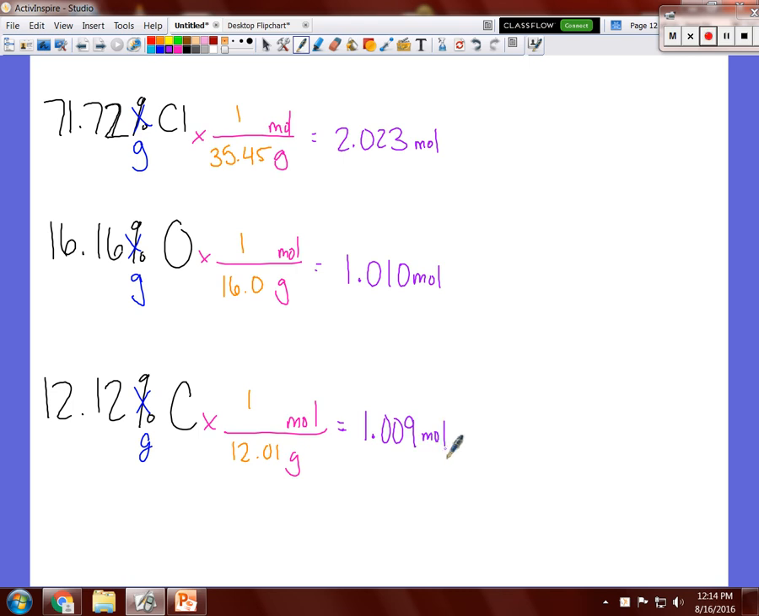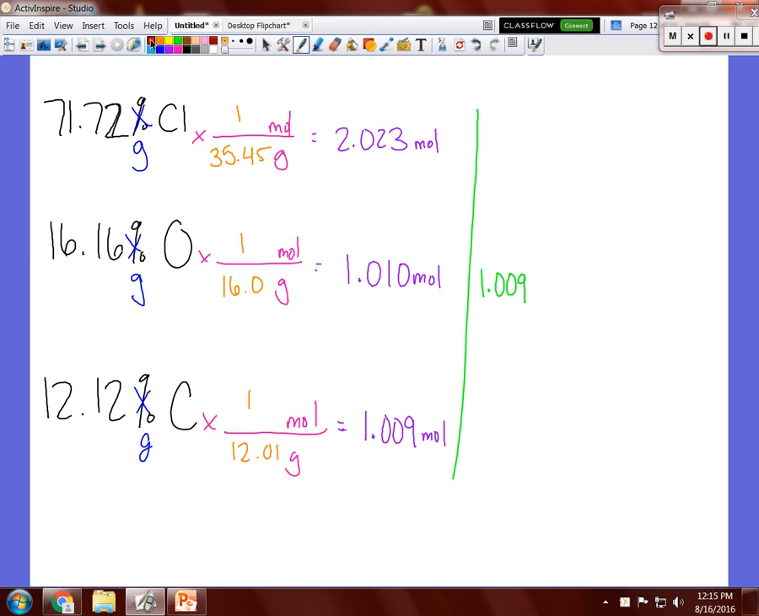Okay. So that's our number of moles of each. Would you agree? And then the most important step, Elizabeth. What's your next step? Now we divide by the smallest. Which one up there is the smallest? Now, is there really that big of a difference between oxygen and carbon? No.